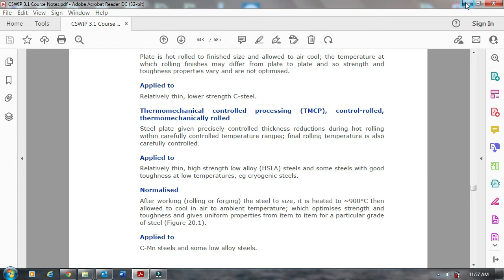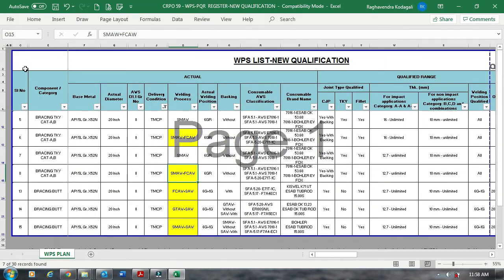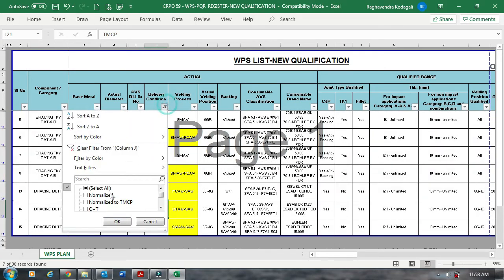If you want an example, you can see this TMCP material. It is welded with many processes and different backing. If it is API 5L X52 in this category, this is the component we are welding in the jacket, either bracing TKY or butt joint for bracing. It is usually used for the boat landing and similar items, and jacket bracings are tubular, so TMCP material is used. Apart from TMCP, there is normalized to TMCP, and all kinds of WPSs are there.